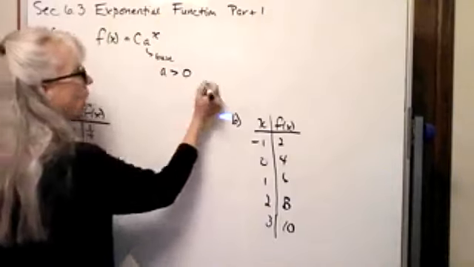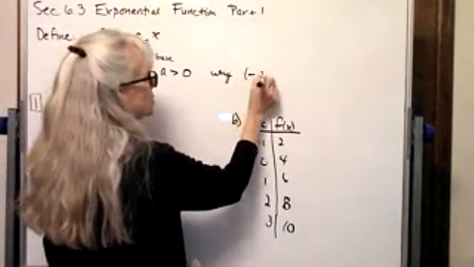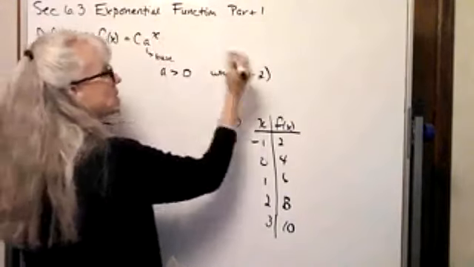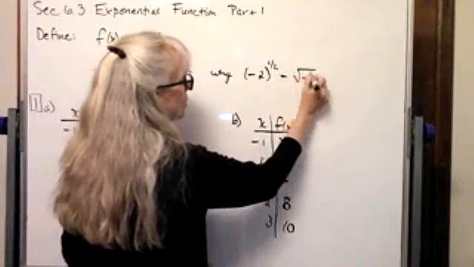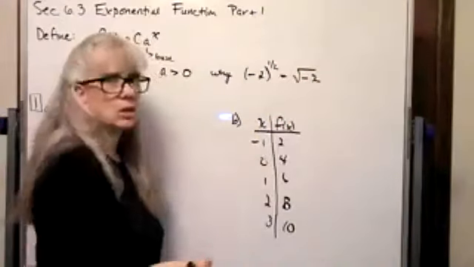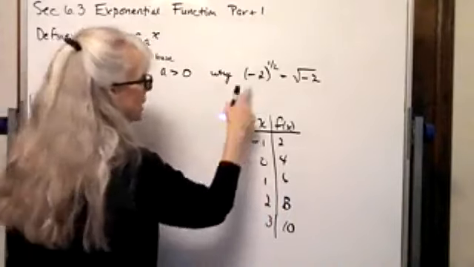And the reason why it has to be positive is if we made it negative, such as -2, and then we stuck a fraction up there as an exponent, well, that would then imply the square root of a -2, which we can't do in the real number system. So that's why the base has to be positive. We can't use a negative in there.